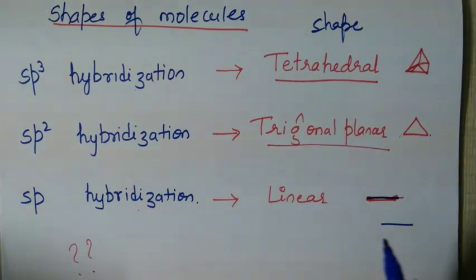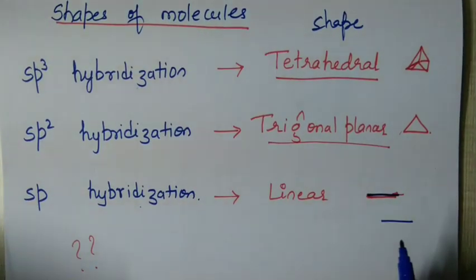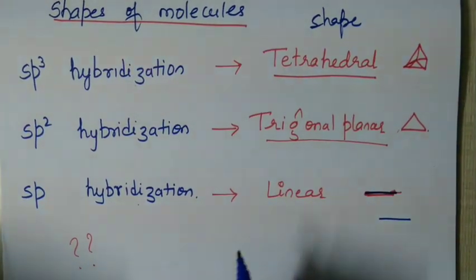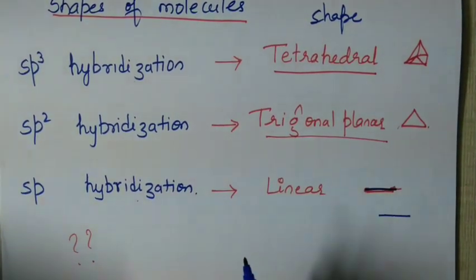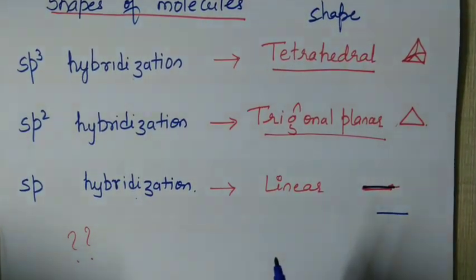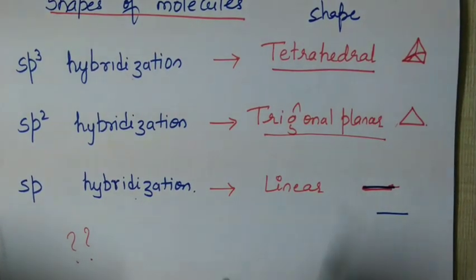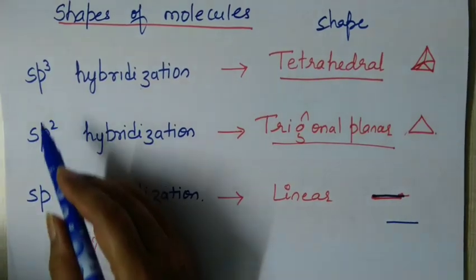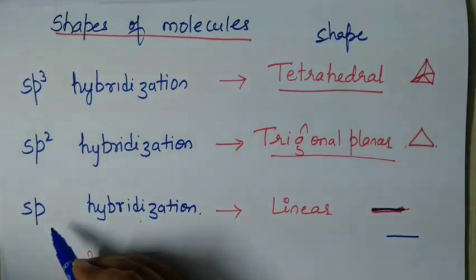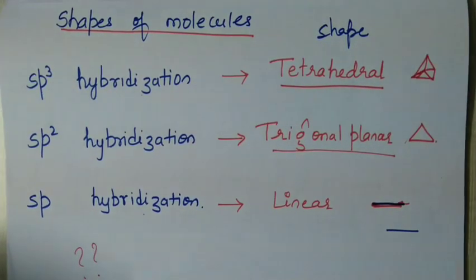Okay, once again, sp3 means what is the shape? Tetrahedral. sp2 means trigonal planar. sp means linear. Now, question number 2 is, how do you come to know that it is sp3 hybridized or sp2 hybridized or sp hybridized?